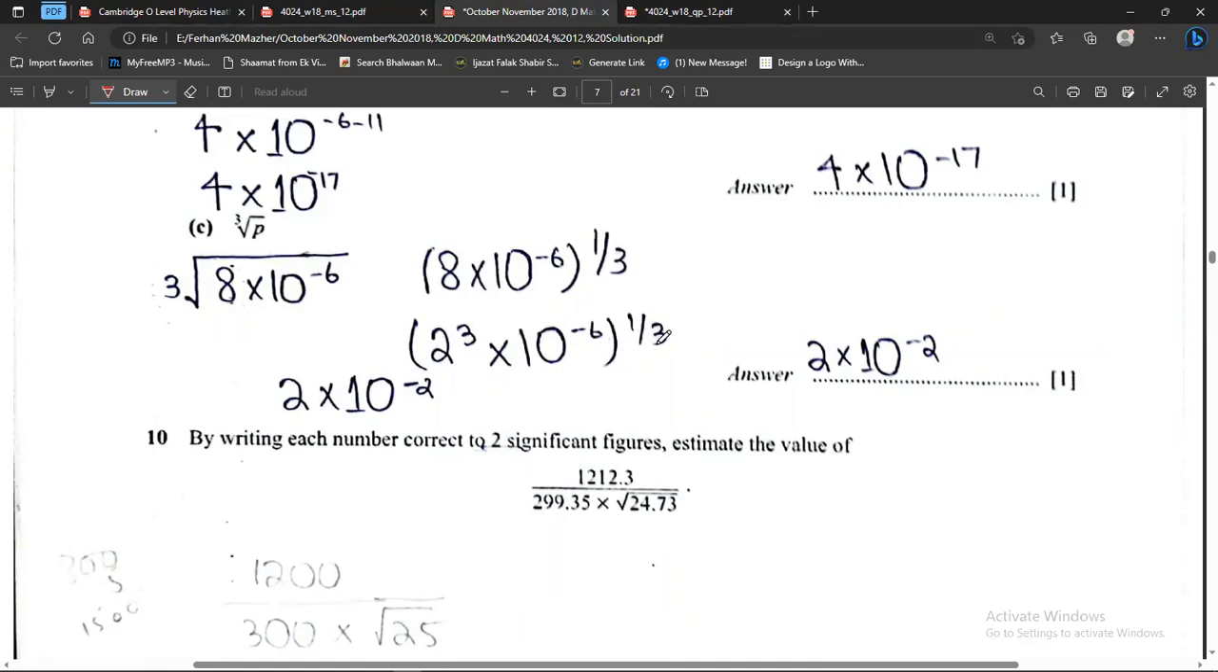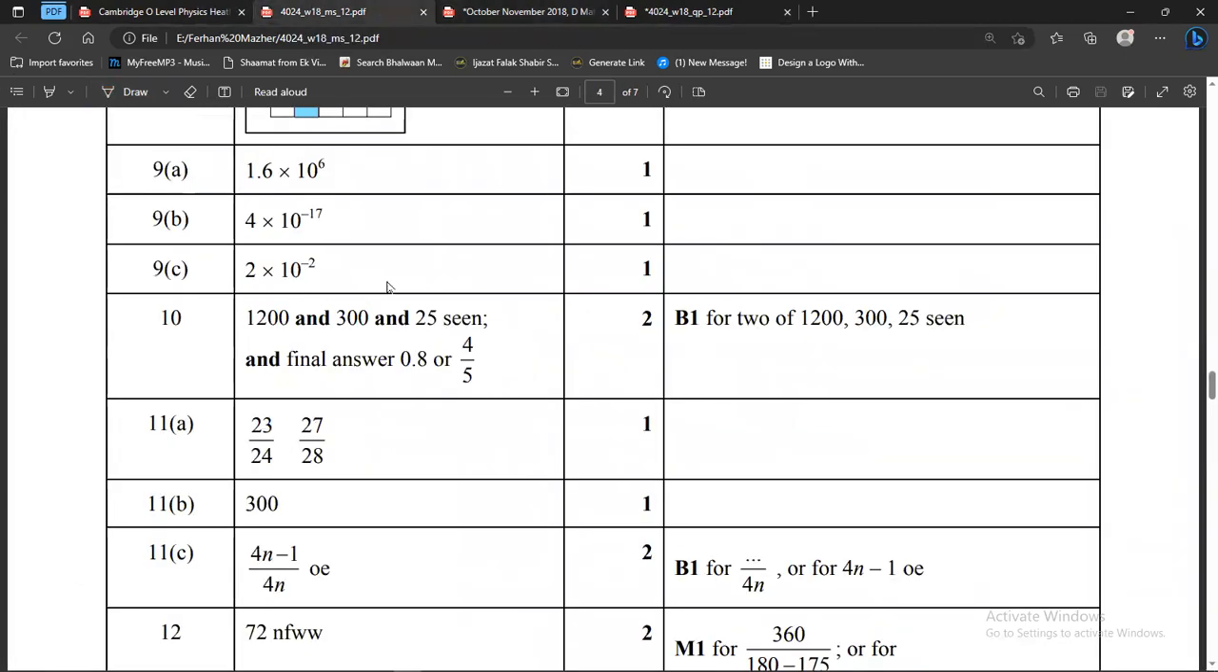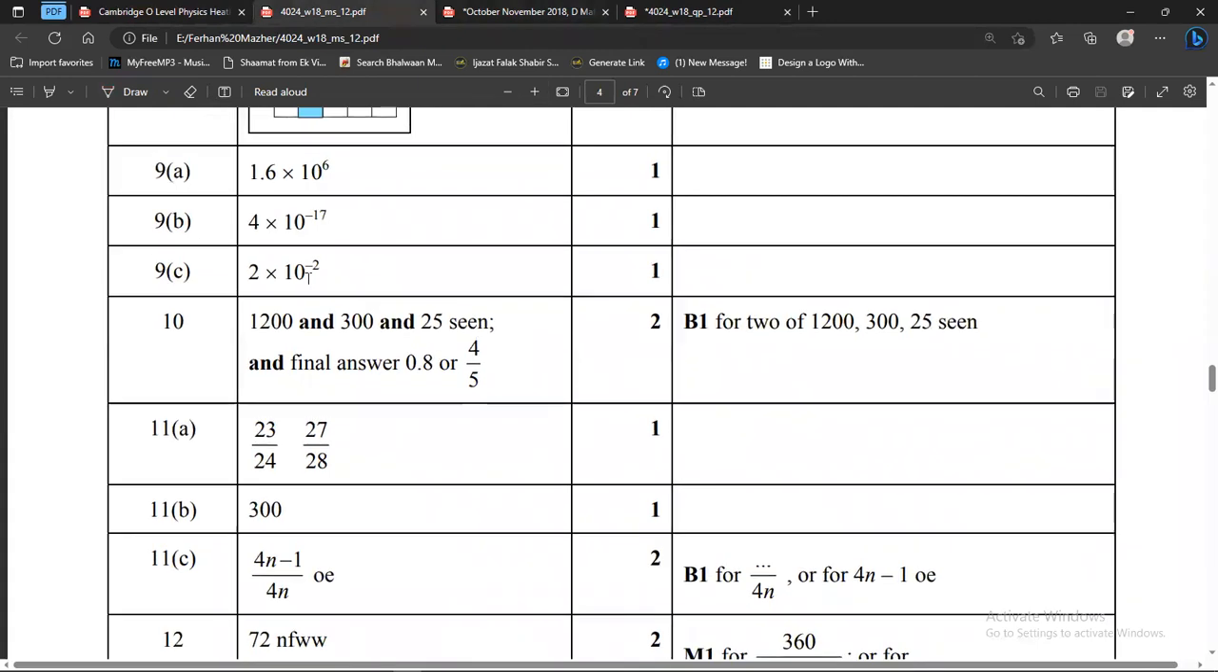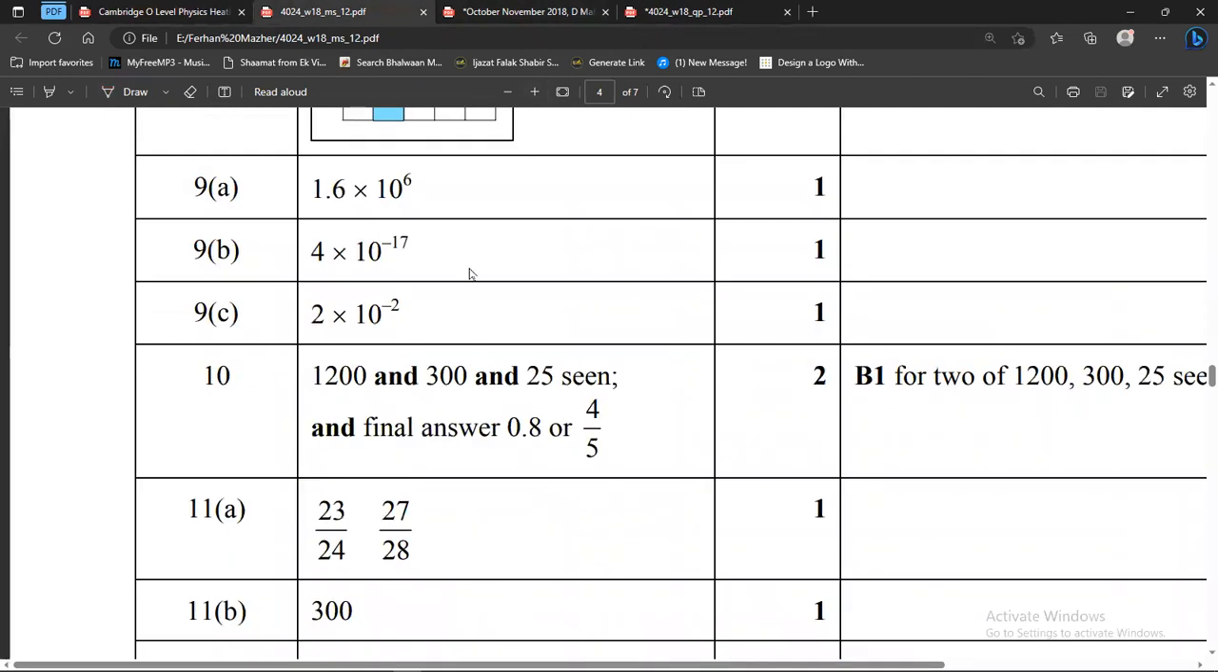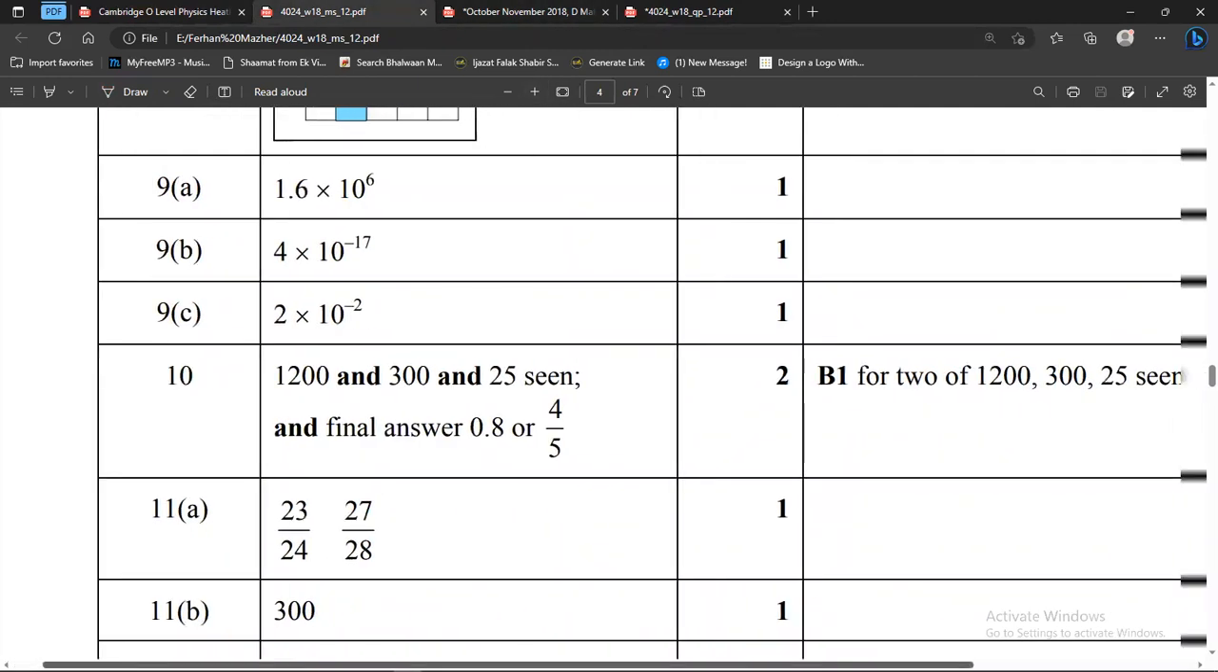So when you give this power to 2 raised to power 3, you will have 2 raised to power 1. And when you have 10 raised to power minus 6 raised to power 1 by 3, the 3 and 6 will be cancelled. So you will have 10 raised to power minus 2. So my answer is 2 times 10 to the power minus 2, which is the right answer.